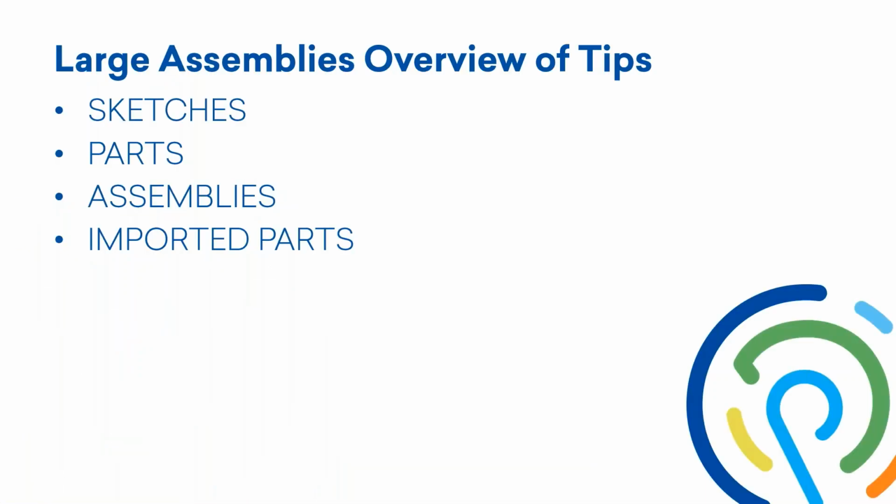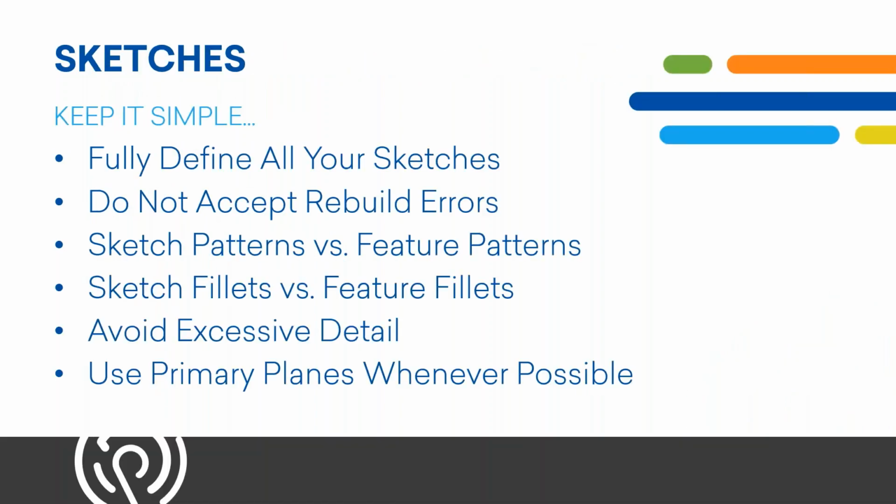So for the large assemblies overview of the tips portion, we're going to go over sketches, parts, assemblies, and imported parts. This one seems to come up quite a bit, especially with downloads from vendors or things like McMaster-Carr models. We're going to show you how to work with those. So for a lot of this, you're going to see some similarities.